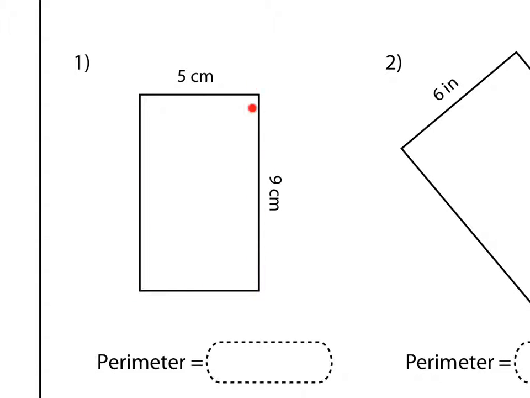So I know that if this is 9, then this is going to be 9, and I recognize that if this top side right here is 5, then this is also going to be 5 because these lines are parallel. So I'm going to do 5 on the top, 5 on the bottom. I remember that 5 plus 5, of course, is 10. And I know that 9 plus 9 is 18.